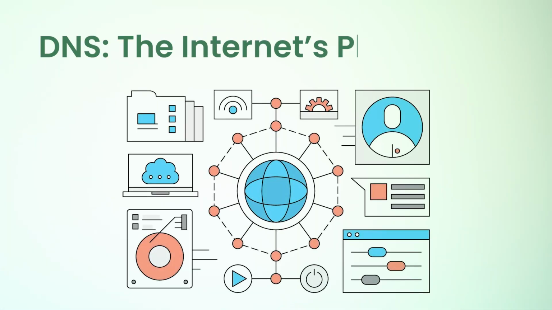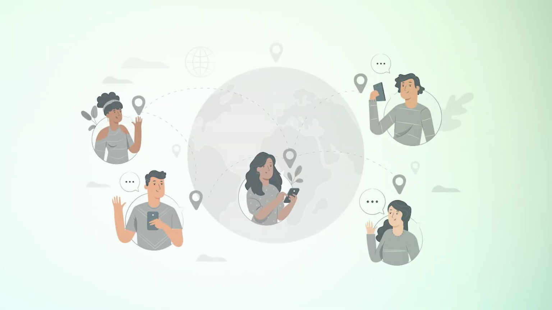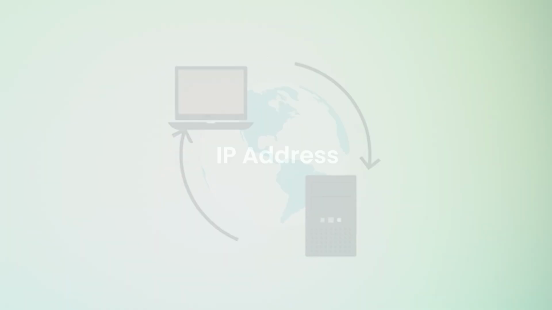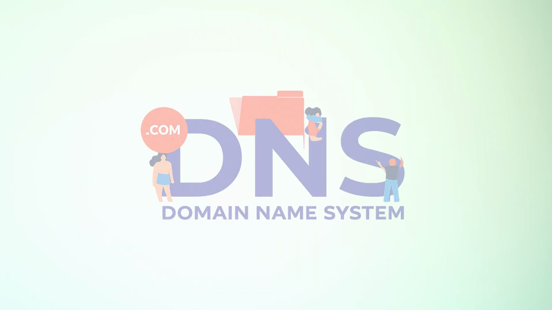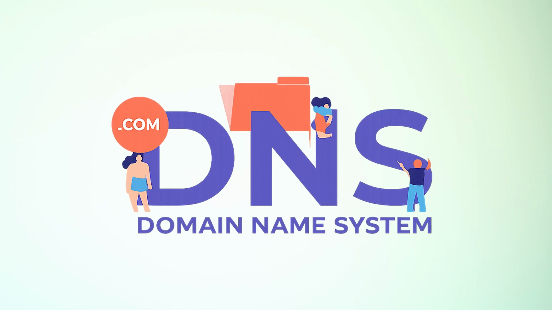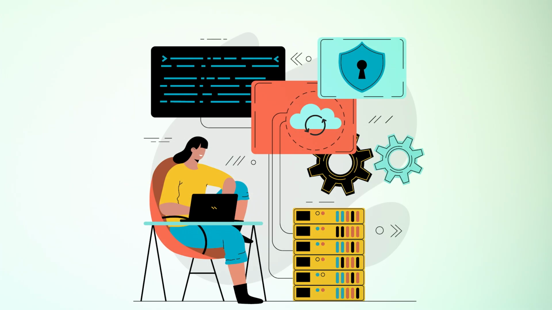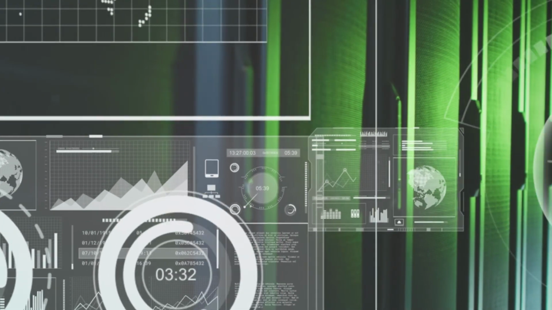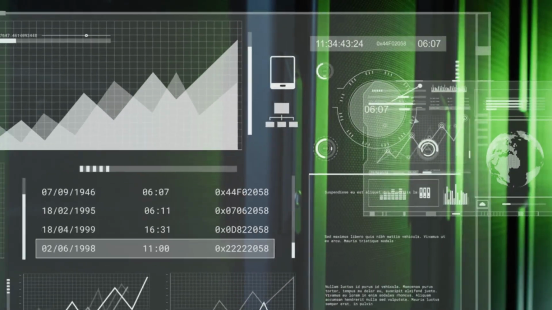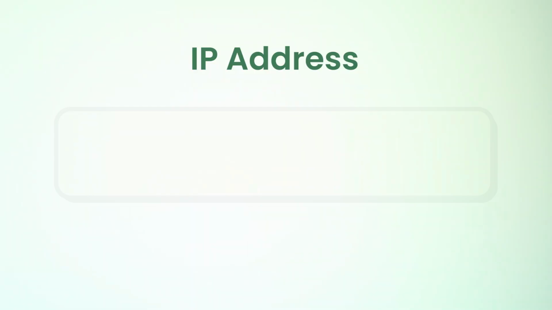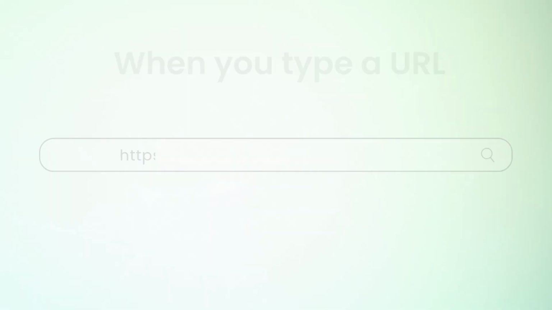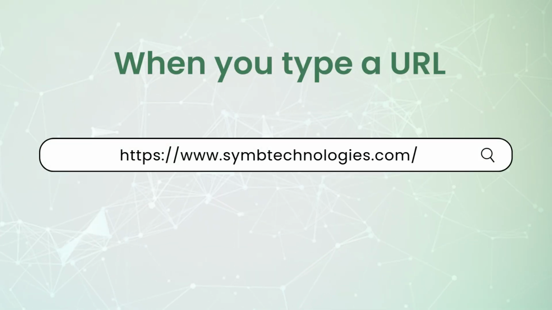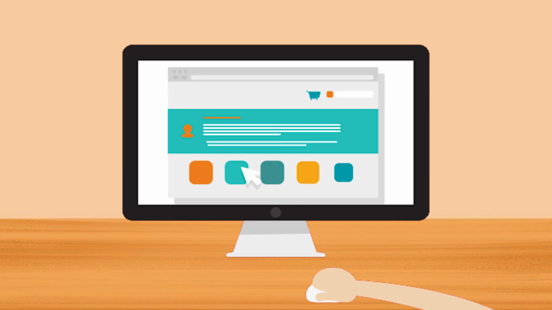DNS, the Internet's phone book. Each device connected to the Internet has a unique IP address, which other machines use to find the device. The Domain Name System, or DNS, is the phone book of the Internet. DNS servers eliminate the need for humans to memorize IP addresses, such as 192.168.1.1.